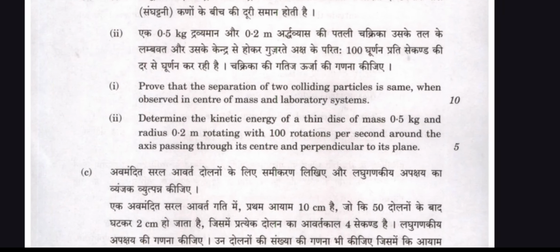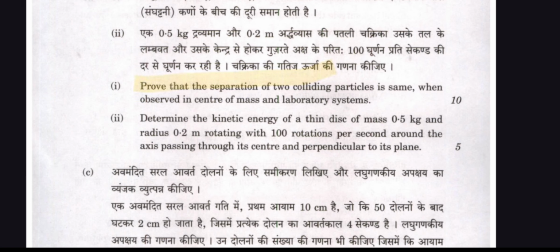And question number B is here. Prove that the separation of the two colliding particles is the same when observed in the center of mass and laboratory systems. Determine the kinetic energy of a thin disk of mass 0.5 kg and radius 0.2 meter rotating with 100 rotations per second around the axis passing through its center and perpendicular to its plane.